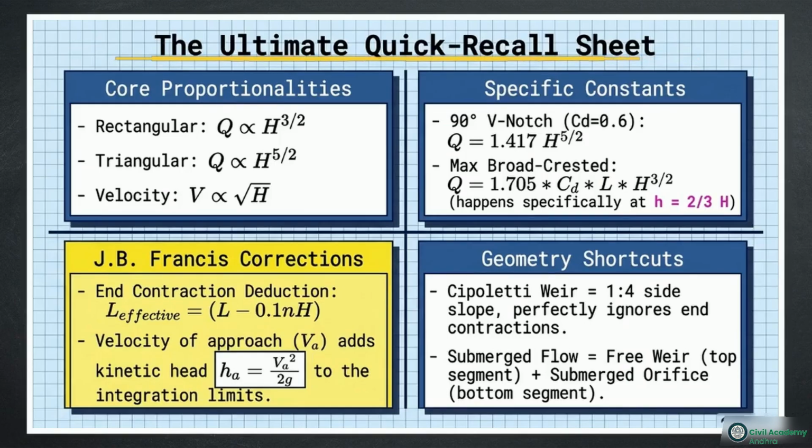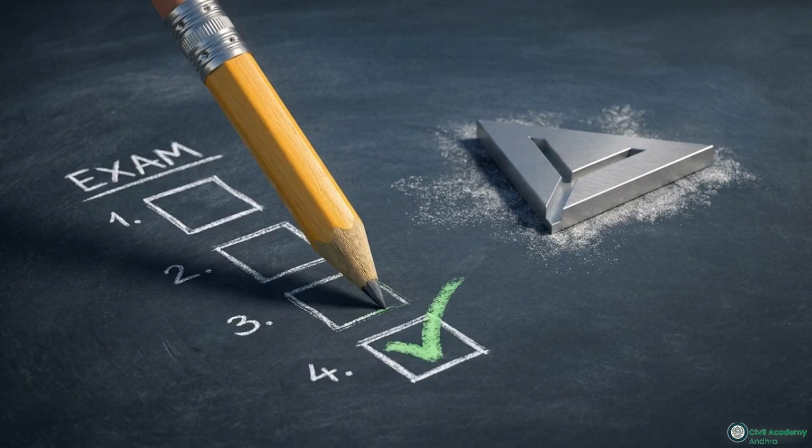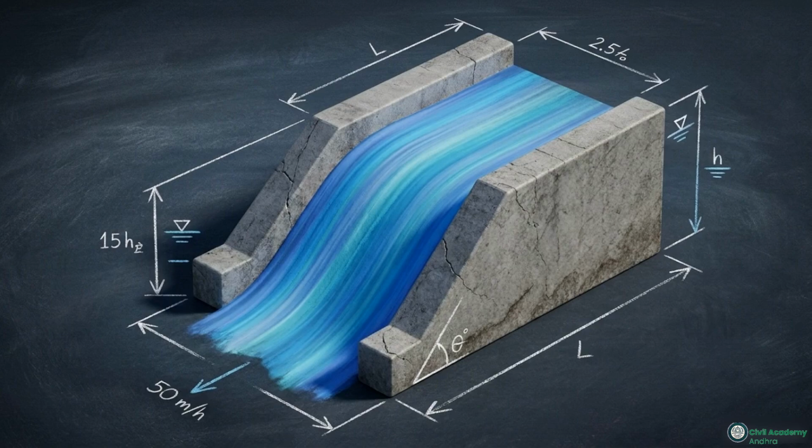Take a screenshot now. This is your core reference. We have core proportionalities top left and precise constants top right. Below, we map the Francis contraction deduction, approach velocity addition, rounding out with the Cipolletti shortcut. By committing these specific constants and corrections to memory, you possess the analytical framework needed to solve any APPSC AEE weir problem with precision.